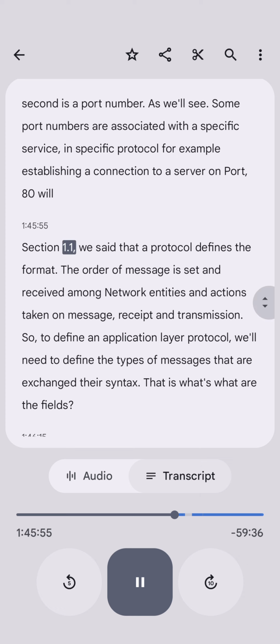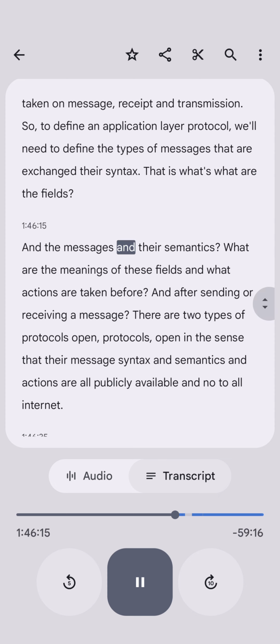Well, way back in section 1.1, we said that a protocol defines the format and order of messages sent and received among network entities, and actions taken on message receipt and transmission. So, to define an application layer protocol, we'll need to define the types of messages that are exchanged, their syntax, that is, what the fields in the messages are, and their semantics, what the meanings of these fields are, and what actions are taken before and after sending or receiving a message.